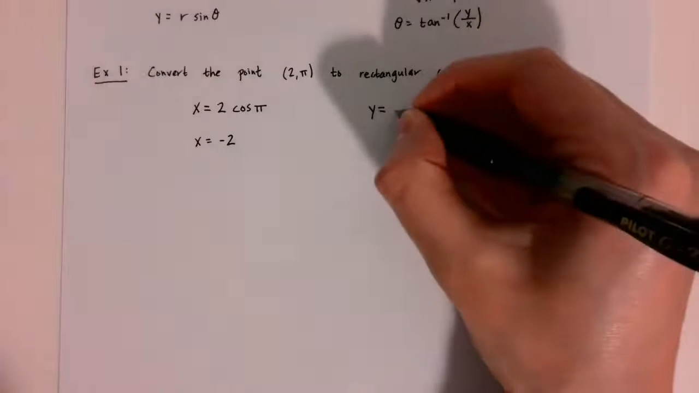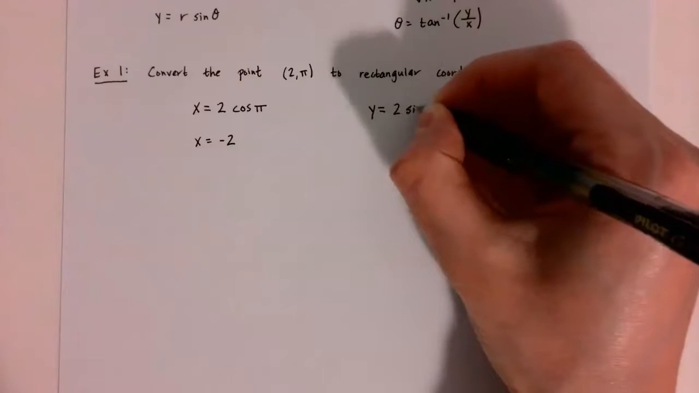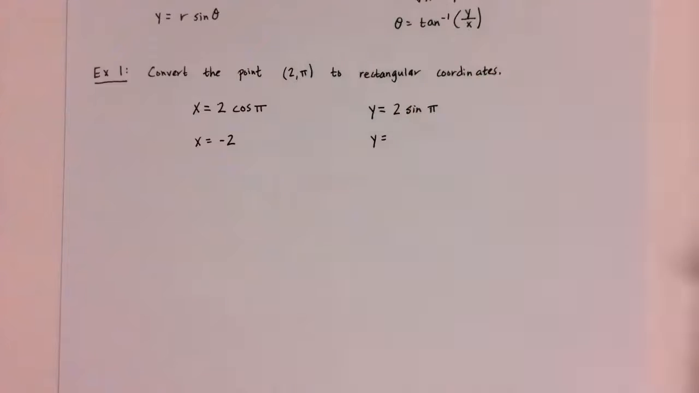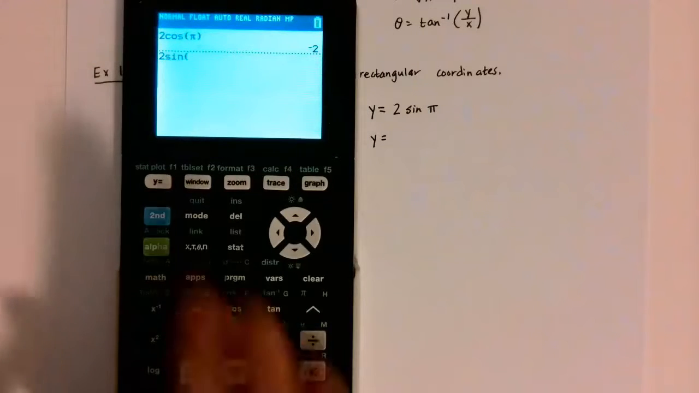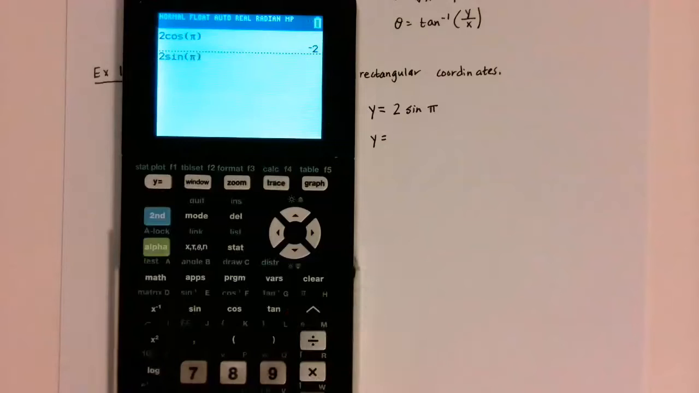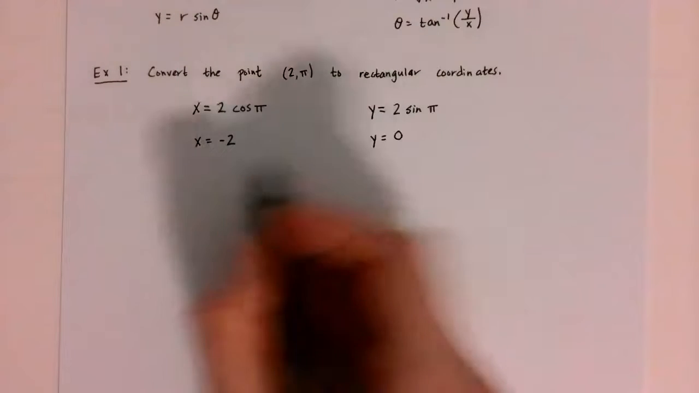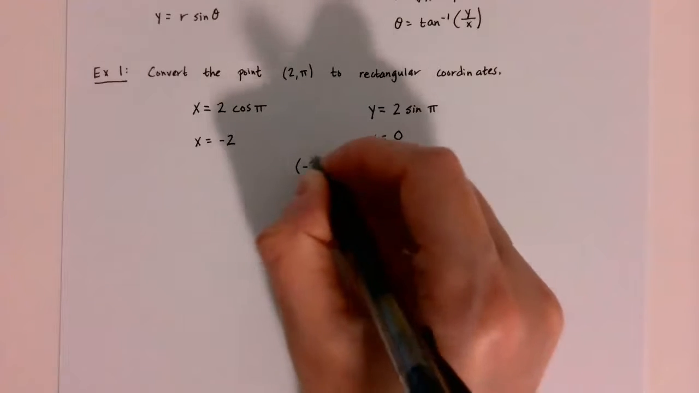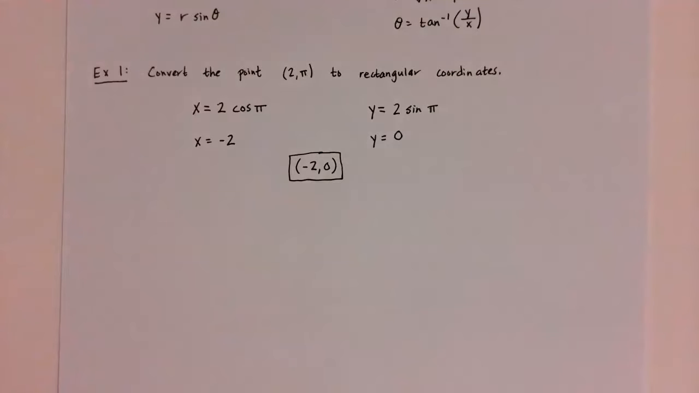For y, I'm going to do r times sine of theta. So 2 times sine of pi. We already know what to expect, but let's go ahead and plug it in. 2 times sine of pi, we get 0. So the xy coordinate is (-2, 0). Once again, we already knew that in the very beginning. Let's go ahead and do it the other way now.